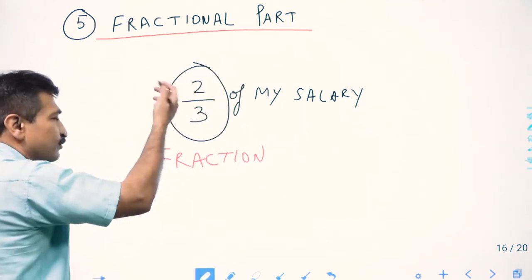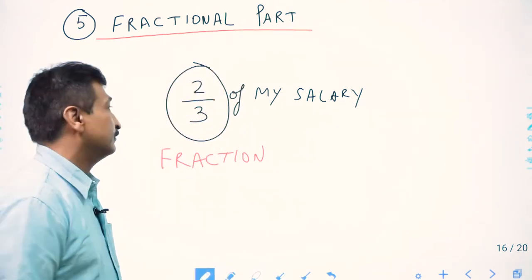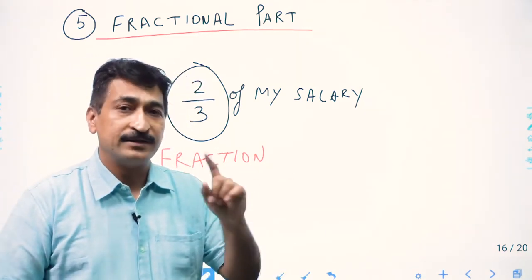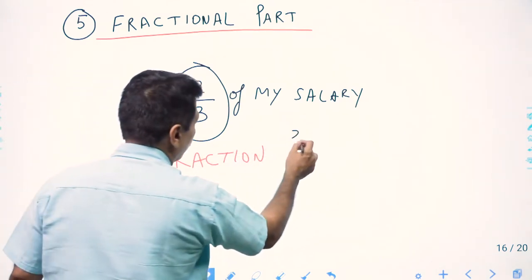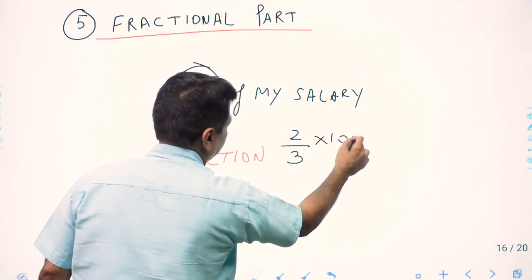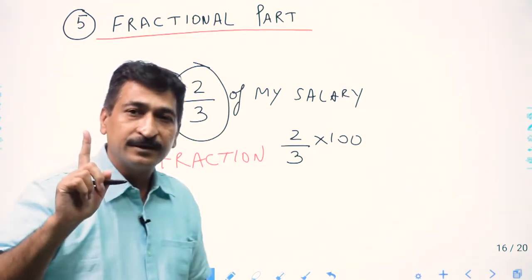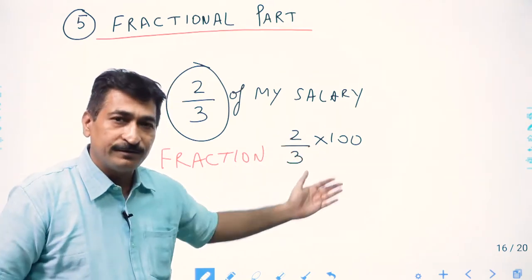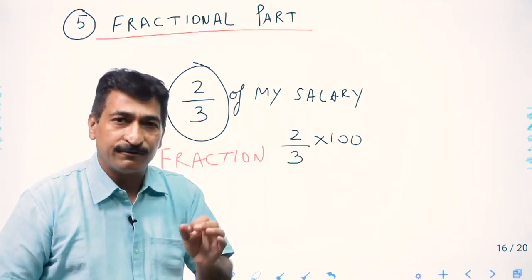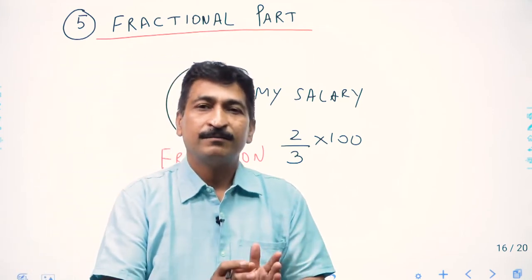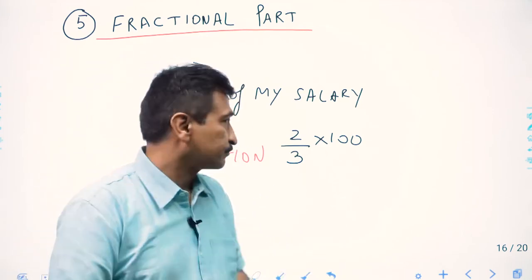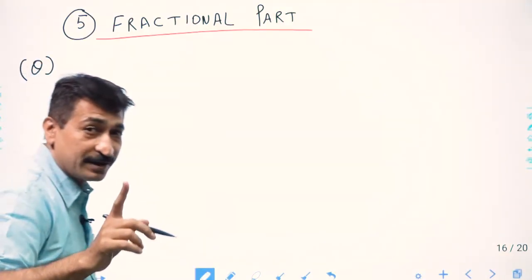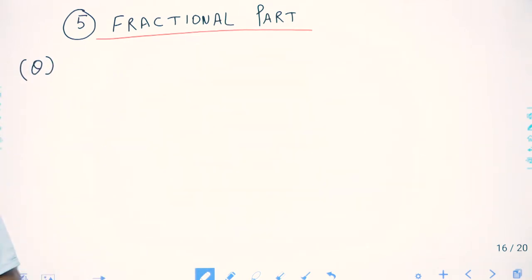My wife snatches away 2/3 of my salary. Now 2/3 is the fractional part of my salary. If I want to convert it into percentage, it is very simple. 2/3 is out of 1. If you want to convert it into percentage, it should be out of 100. So multiply by 100. Whenever you want to convert a fraction into percentage, multiply by 100. That is simple. Let us do a question. The method will be the same now, or in all further questions.